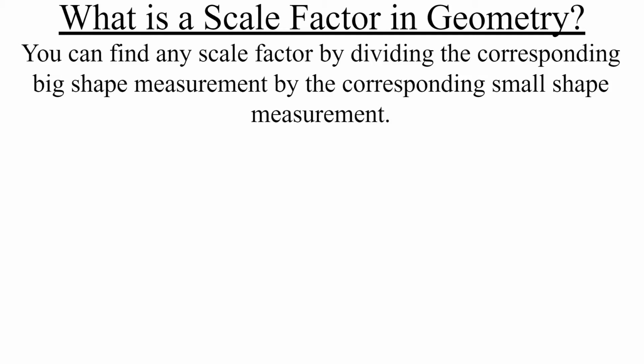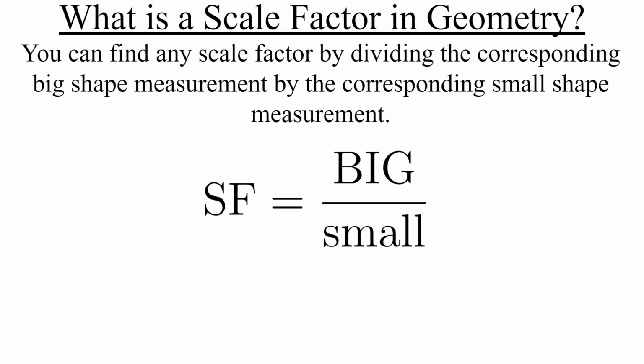Okay, so what is a scale factor? So a scale factor in geometry is found by dividing a big measurement by a small measurement. So a scale factor is equal to big over small, put simply. Now, in geometry, you might have actually learned, and this is the proper way to think of it, is you do a dilation and you do new divided by old.